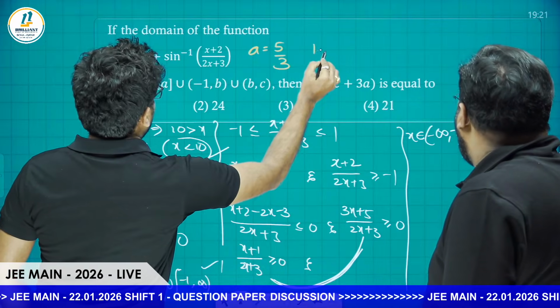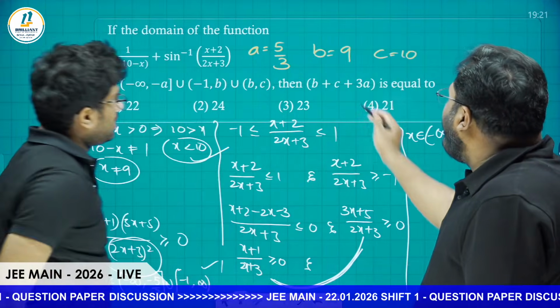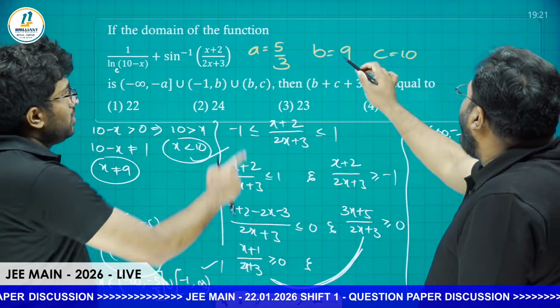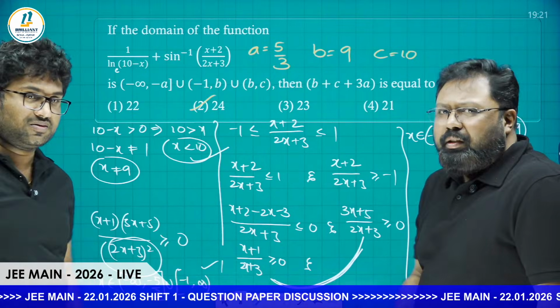b equals 9 and c equals 10. They are asking us to find 3a plus b plus c. b plus c is already 19, and 19 plus 5 is 24. That is the correct answer.